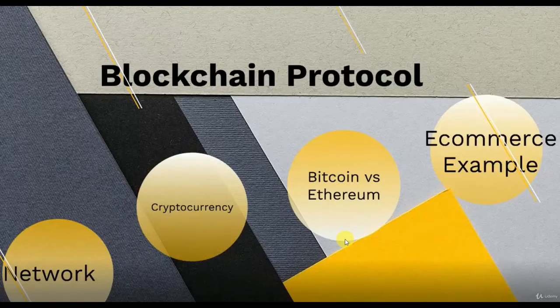So now in this section of the tutorial, we are going to see some other basic concepts in the blockchain, like what is the network concept we are using in the blockchain, and what about cryptocurrencies, because blockchain is very famous with the cryptocurrency evolution. Then, what is the difference between Bitcoin and Ethereum? Because Bitcoin and Ethereum are two major cryptocurrencies that are currently in the market. So we will see what the major difference is between Bitcoin and Ethereum.